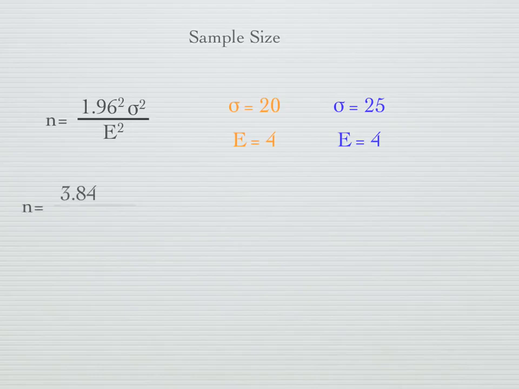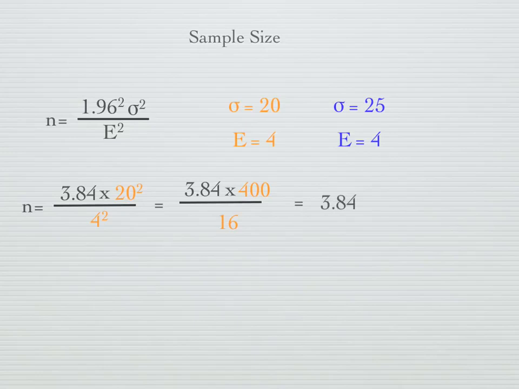So we start plugging and chugging and multiplying. So in this case, 1.96 squared is equal to 3.84, which is equal to 3.84 times 400 divided by 16. 400 divided by 16 is 25, so we have 3.84 times 25, which is equal to 96. And that's our sample size.